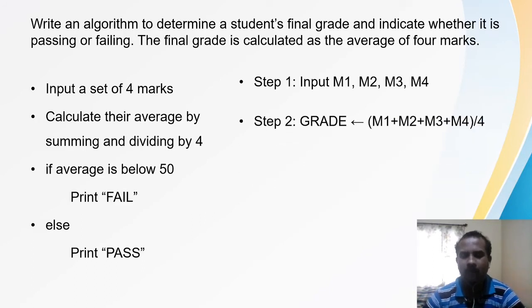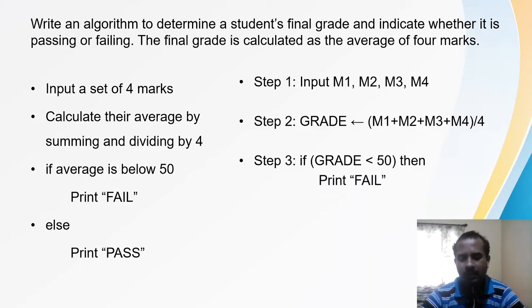Step 2, how is it done? I am creating one variable called grade, and I am summing up M1 plus M2 plus M3 plus M4 divided by 4. That is the second step. What is the third step? In the third step, I have to check whether his grade is lesser than 50, right? Step 3: if grade is lesser than 50, then what I have to print? I have to print fail.